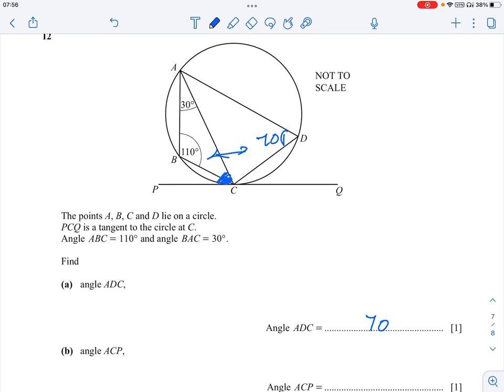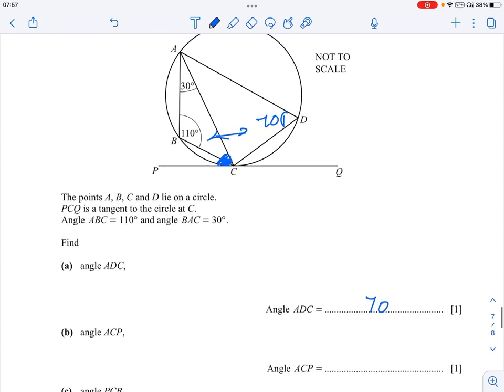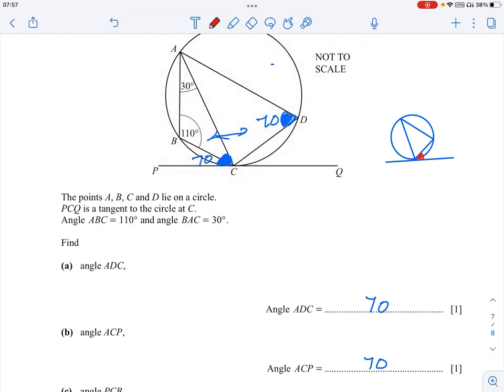ACP also equals 30 degrees. What is ACP? ACP is also equal to 70 degrees because of the alternate segment theorem. Angle in the alternate segment theorem, these two angles will be the same. It's just like this. There is a circle. I draw a chord and I draw a tangent and I join it at any point in the alternate segment. The angle between the chord and the tangent is equal to the angle in the alternate segment.